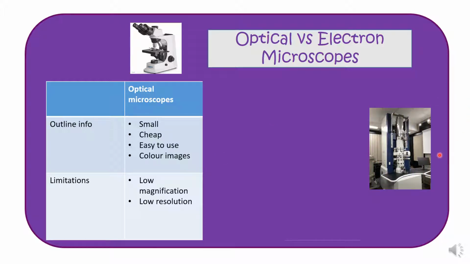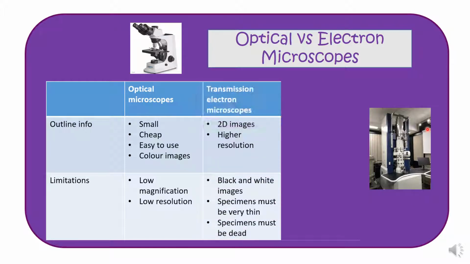This here is an electron microscope. Now you can see the electron microscope is far larger and much more complex in its design. You typically wouldn't find these in a school lab. You would find them in university labs or research labs. They are super expensive, another reason why you wouldn't find them in schools. And there's two different types. You've got transmission electron microscopes and scanning electron microscopes that we'll look at in a minute.